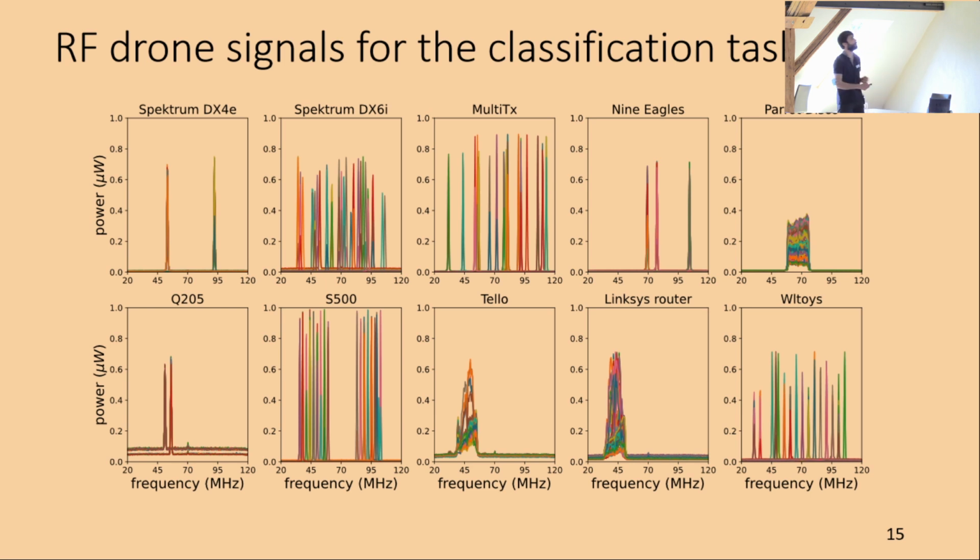I simply show you here how the data set is looking like, let's say. So you have 10 different classes, and this is the type of inputs you inject into the network. The frequency range corresponds to 20 to 120 megahertz, because we have to respect the bandwidth of the Wi-Fi signal, which is 100 megahertz.